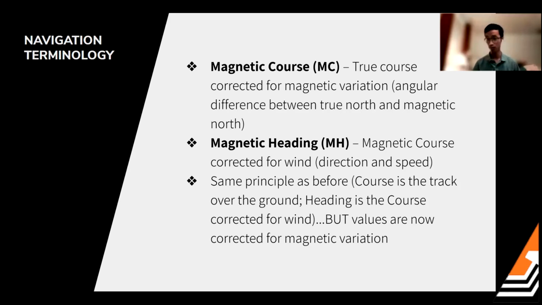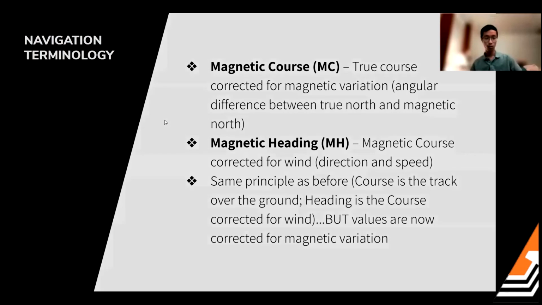Same thing we just talked about before: course is your track over the ground and heading is the direction your nose is pointing in. So basically, course corrected for wind. However, instead of values being true, it's all just magnetic now. We're adding in that magnetic variation. That's the only difference there. Another way to put this: to get from true to magnetic, we are either adding or subtracting some kind of variation, and then course to heading is, again, adding or subtracting some kind of wind correction.